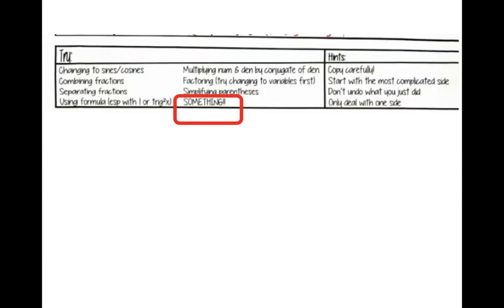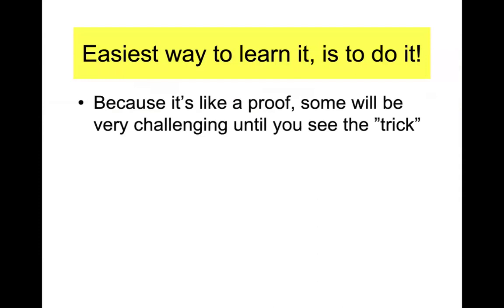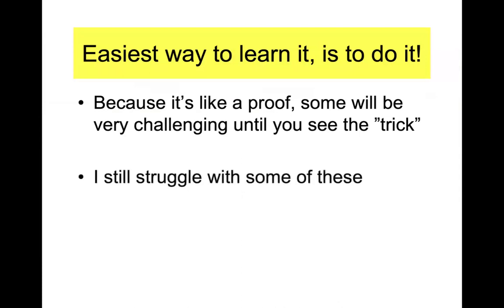But the problem is there isn't a specific one that you should use given a scenario, meaning that I'm going to give you four things you potentially can do. You've got to pick the one to do and go down that path to see if it gets you to the answer. All right, so the easy way to do it is just to do some examples. It's kind of like a proof. Some will be challenging until you see the trick. But when you see the trick, you'll say, okay, that wasn't too bad. Me personally, as a mathematician, I still struggle at doing some of these. They are frustrating at times. All right, don't panic.